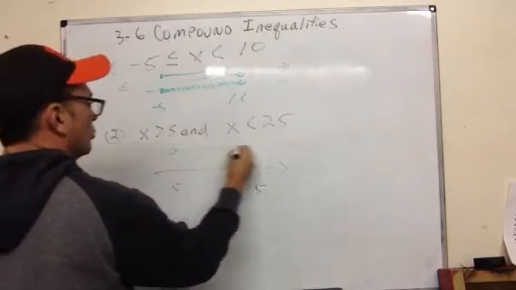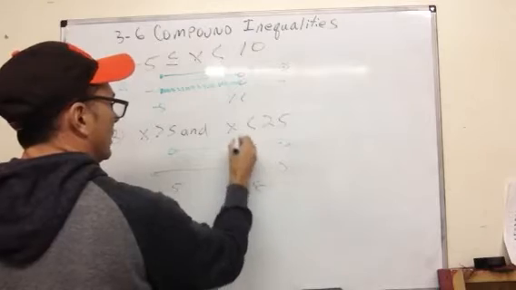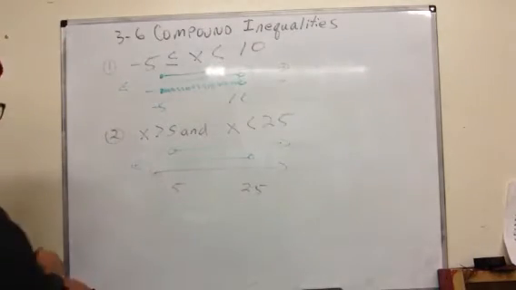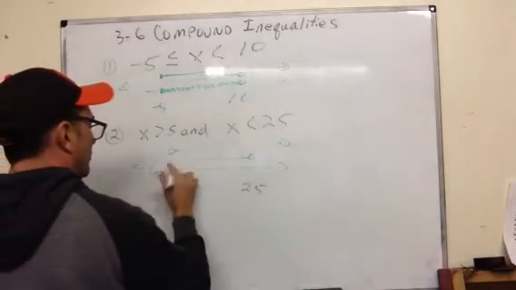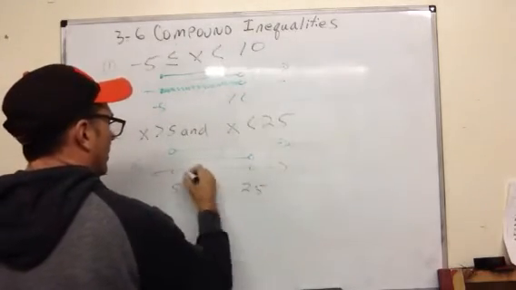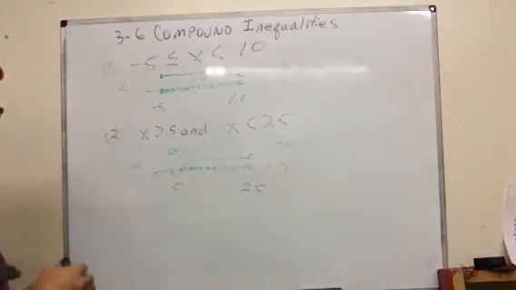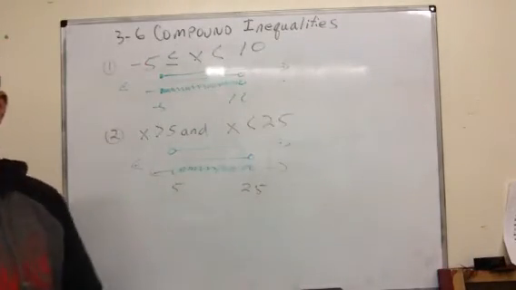Open circle to the right. X less than 25, open circle to the left. Where do they intersect? Both of these will be open circles, and it's shading in the middle. There's our answer. So these are all answers between 5 and 25.